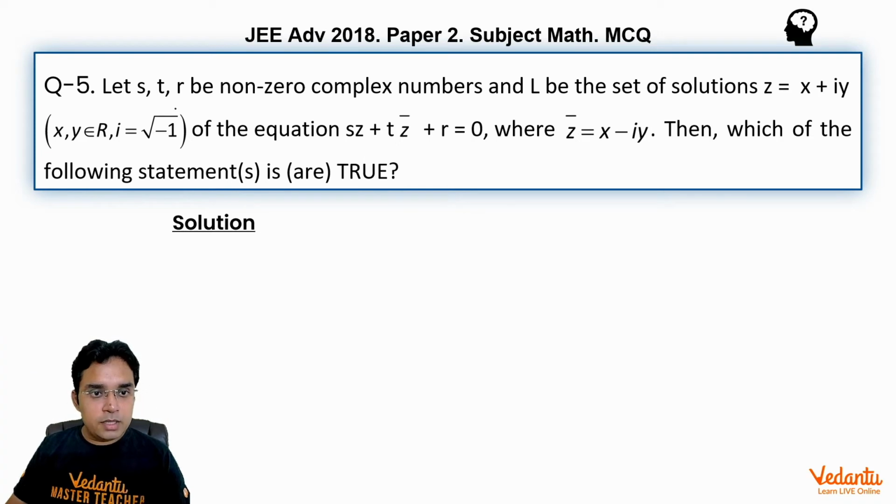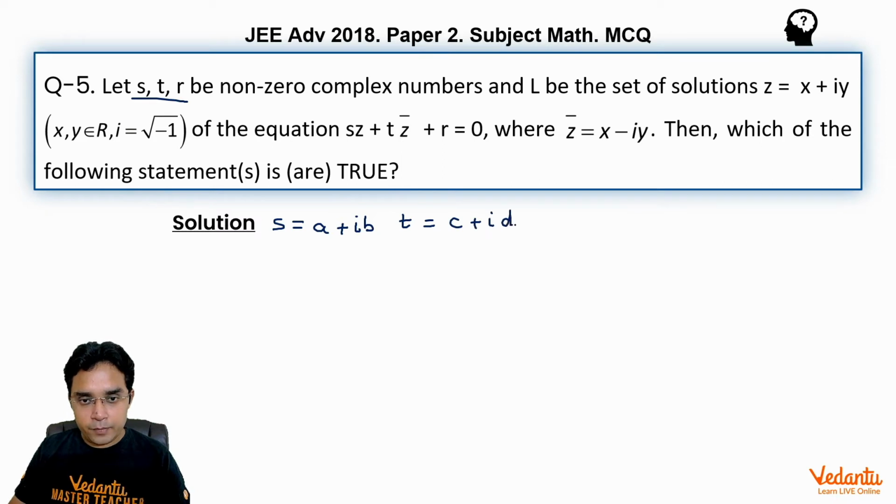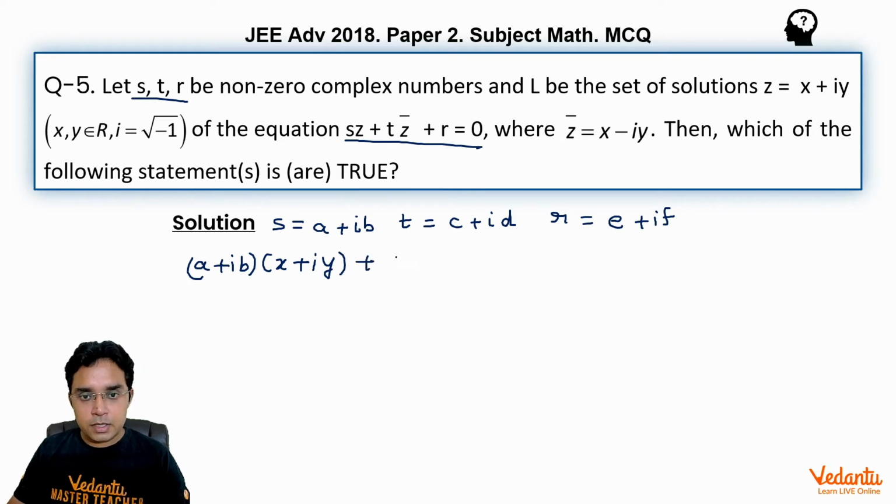I will assume these three complex numbers S, T and R to be S = A + iB, T = C + iD, and R = E + iF. Now, if we put this in the given equation, we will get (A + iB)(X + iY) + (C + iD)(X − iY) + (E + iF) = 0.